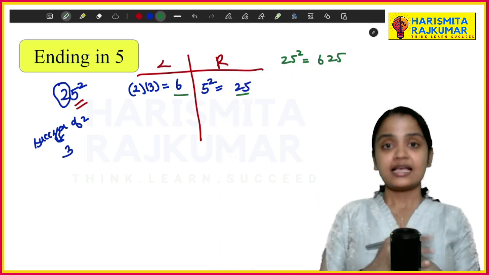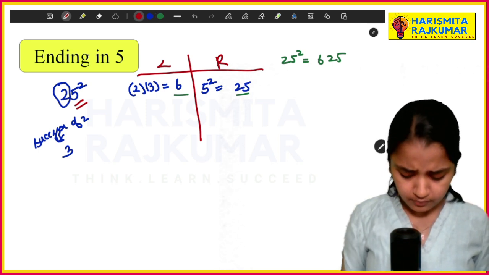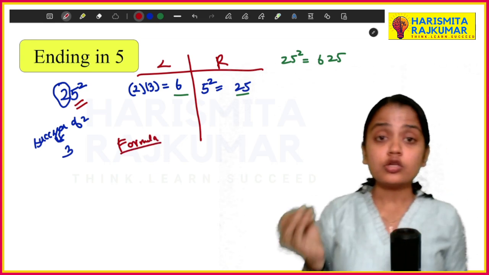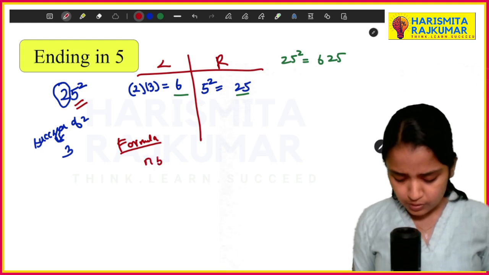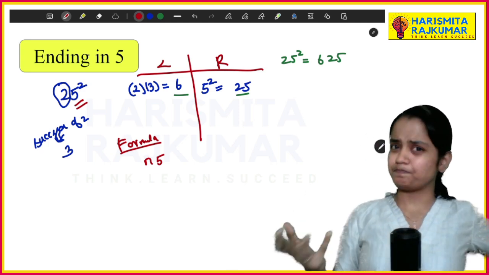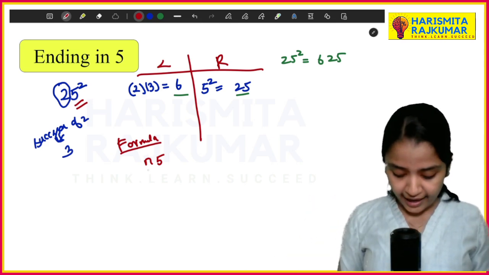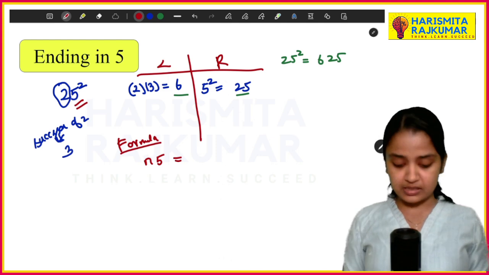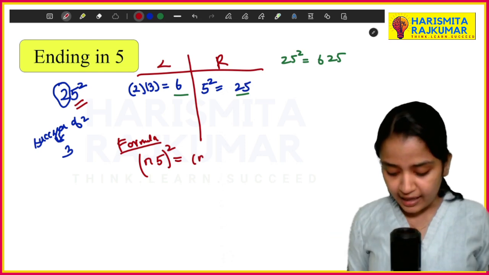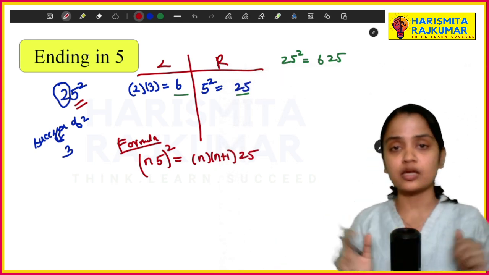Or else I'll give you a formula. If a number is ending with 5, say it is n5, where n can be any digit, any natural number or integer. So n can be anything. Simply, if you're taking its square, what you are supposed to do is n into n plus 1, then 25. This is how you're supposed to do it.